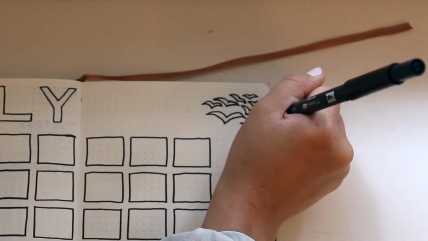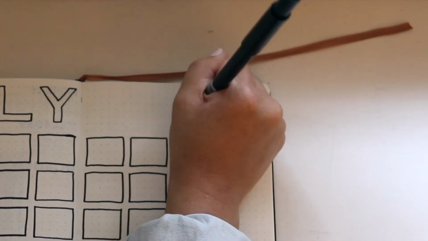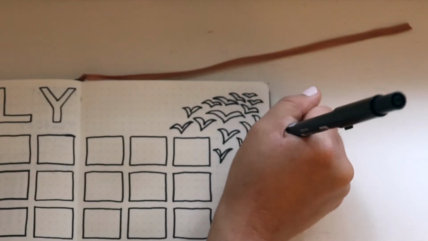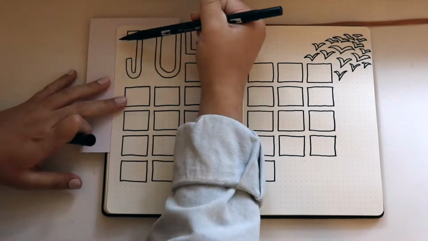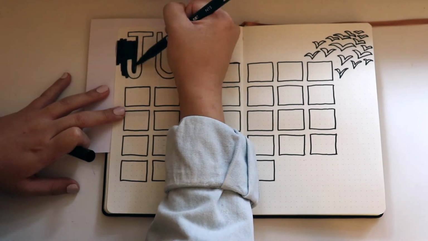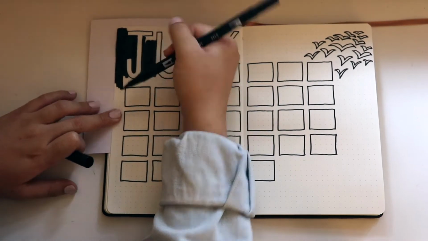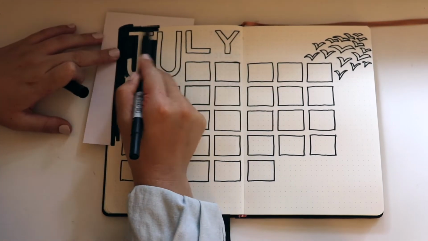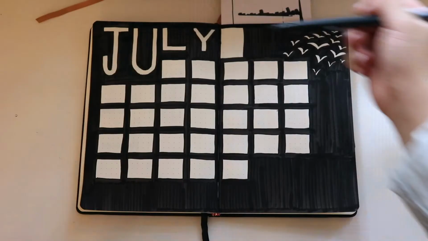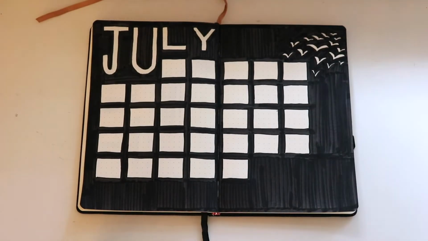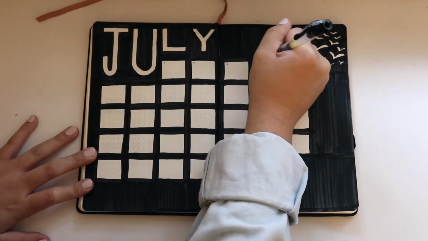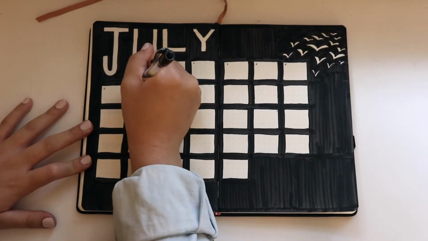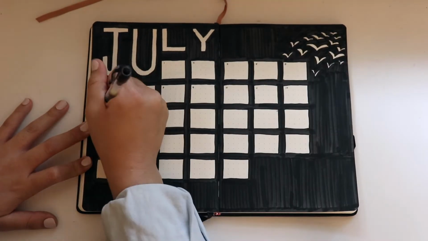I did keep with just black and white for this spread, so I mostly used my Tombow dual brush pen for the black, occasionally throwing in my gel pen as well as the Micron plastic nib pen, which will all be linked in the description down below. I added in the numbers of the day on each of the squares for the month.